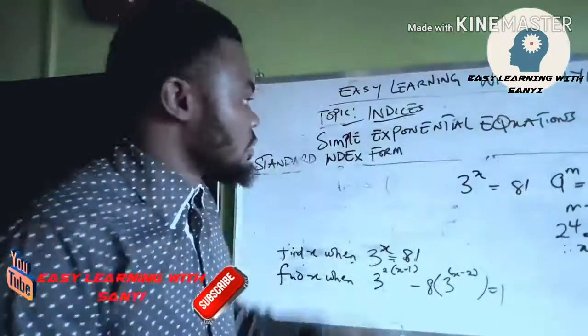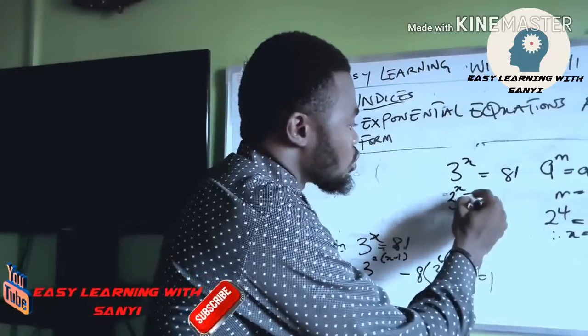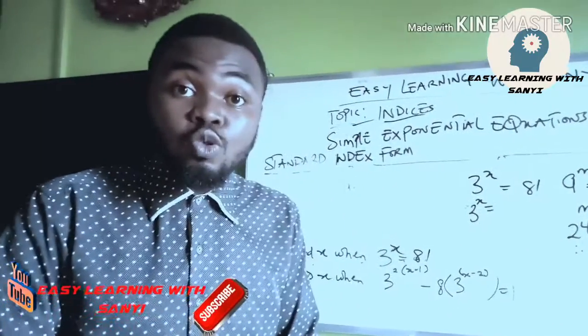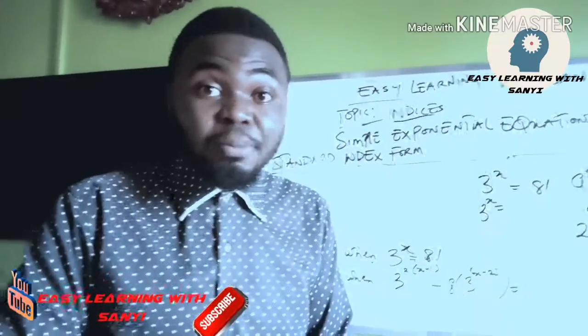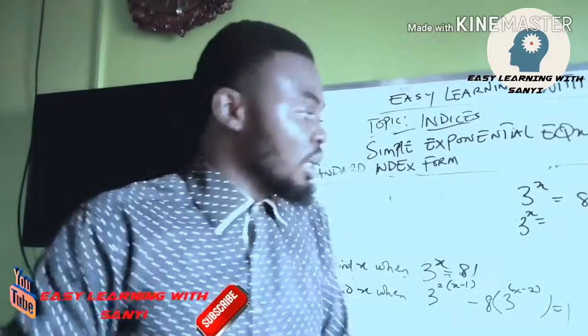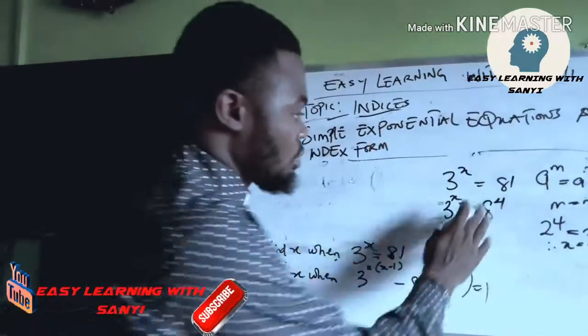So 3 raised to power x is equal to 81. 3 raised to power what will give me 81? 3 raised to power 2 cannot give me 81. 3 raised to power 3 cannot give me, but 3 raised to power 4 can give me 81. 3 times 3 times 3 times 3 is 81. So I'll say it's equal to 3 raised to power 4.